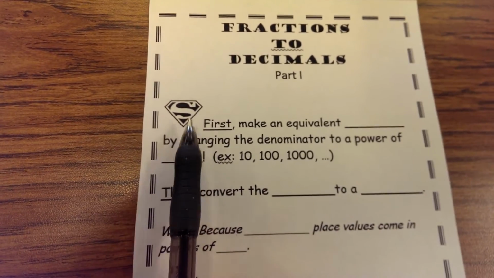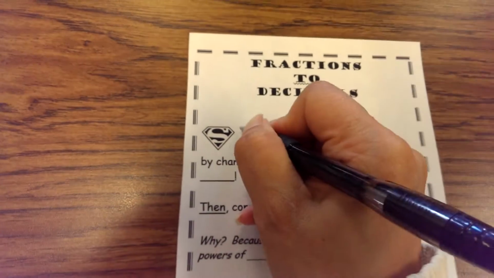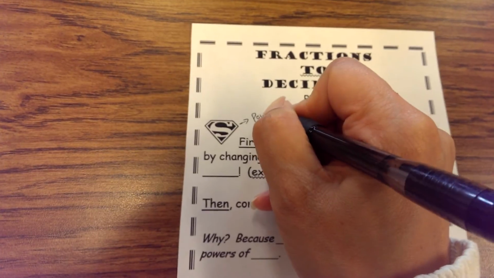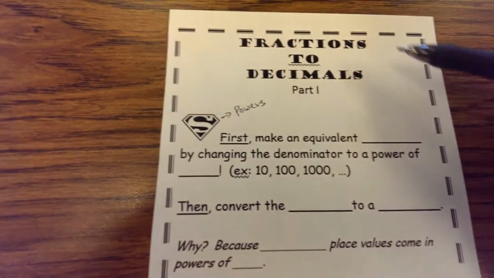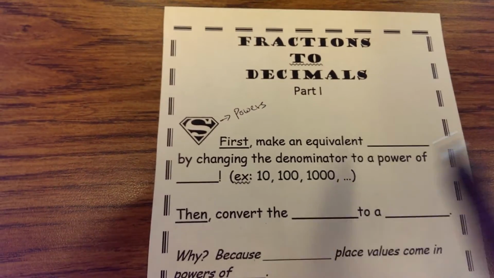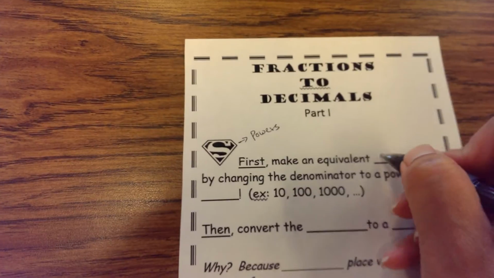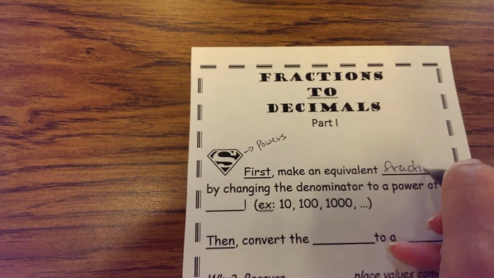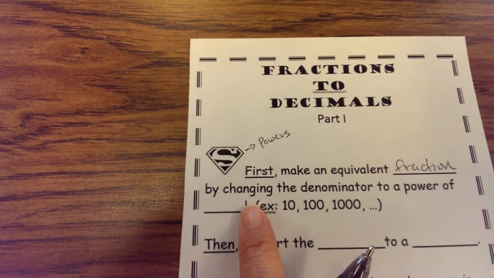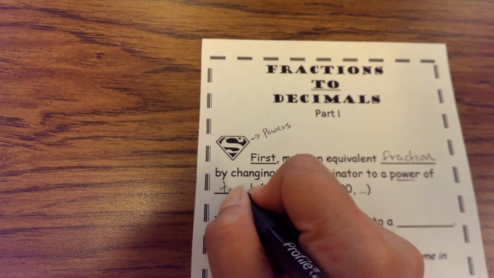Now, there's a little Superman symbol because when you think of Superman, you think of superpowers, right? So when you think of Superman, you think of powers. Well, when you're changing fractions to decimals, you also think of powers. Let me explain. So first, you make an equivalent fraction to the fraction that you have. You make an equivalent fraction by changing the denominator to a power of 10.